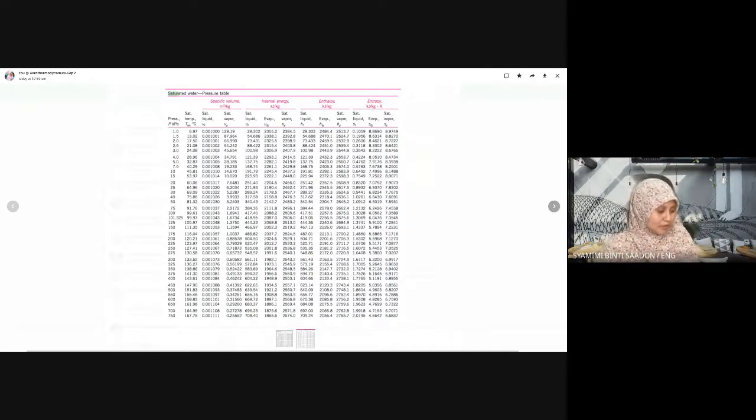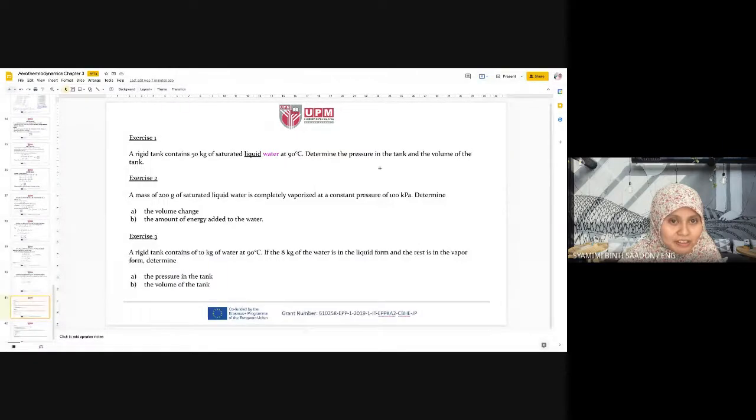Okay, 11, 12. So I give some time. Maybe at the same time you can start to look at exercise number 3. A rigid tank contains 10 kilogram of water at 90 degrees Celsius. If 8 kilogram of the water is in the liquid form and the rest is in the vapor form, determine the pressure in the tank and the volume of the tank.